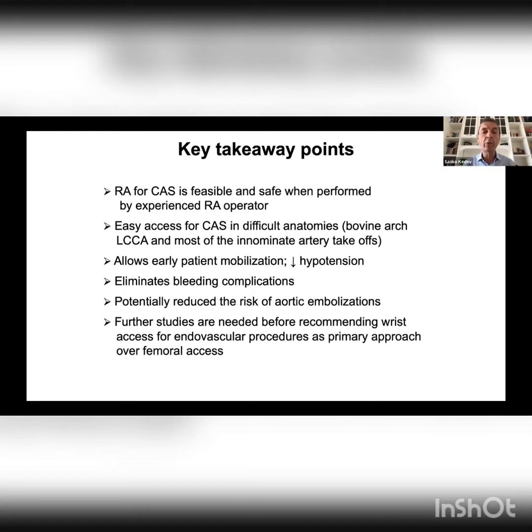What is also very important, we almost are able to eliminate bleeding complications, because you can always compress your wrist arteries and decrease the risk of bleeding complications. We can potentially reduce the risk of aortic embolization, because sometimes from a femoral access we create embolizations contralateral to our target artery. But at the end, we have to accept that we need further studies and broader experience before recommending wrist access for carotid stenting as a primary approach over well-established femoral access.